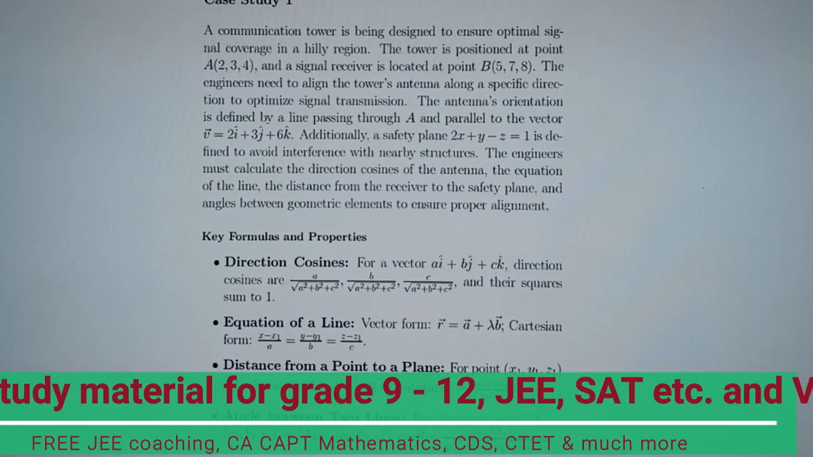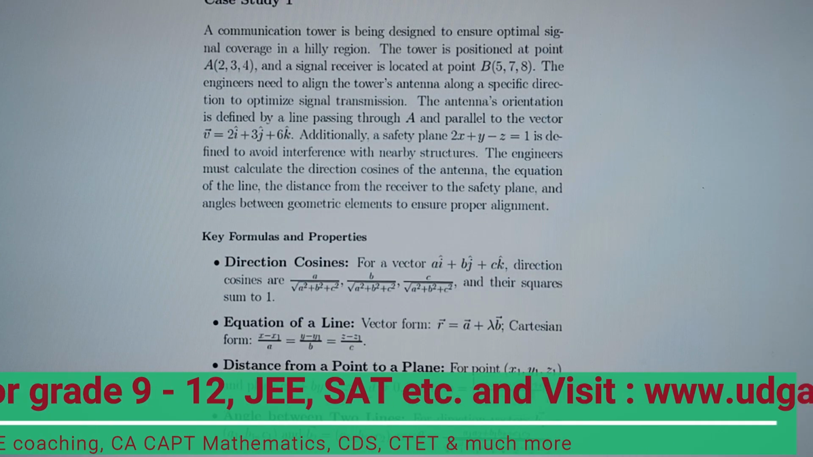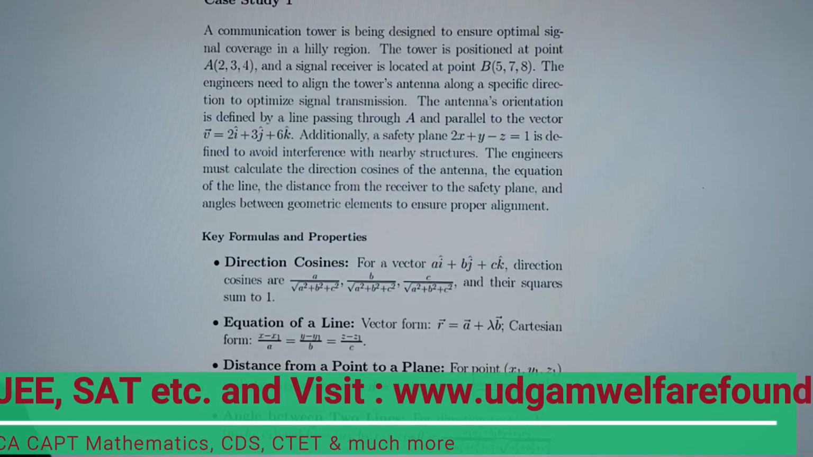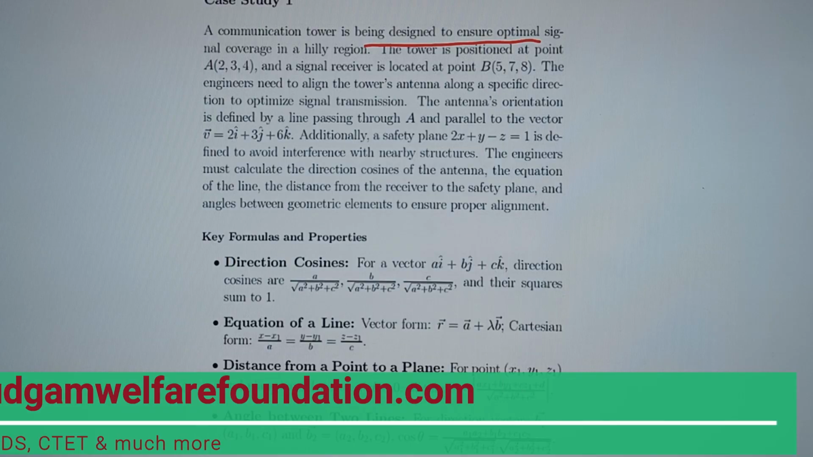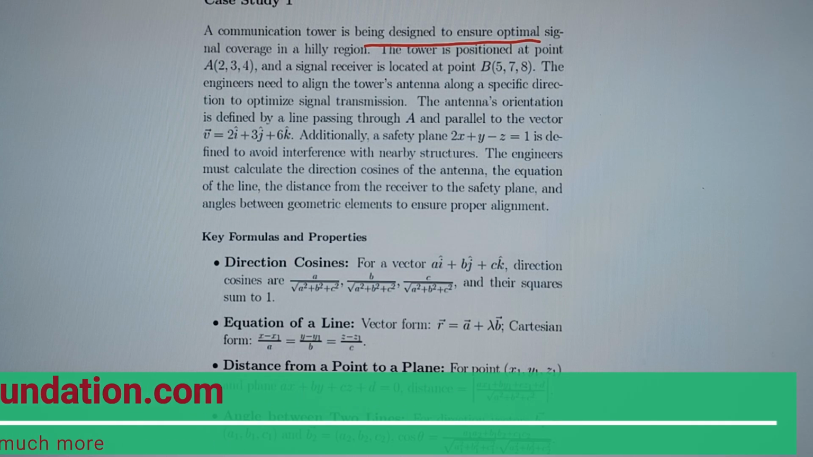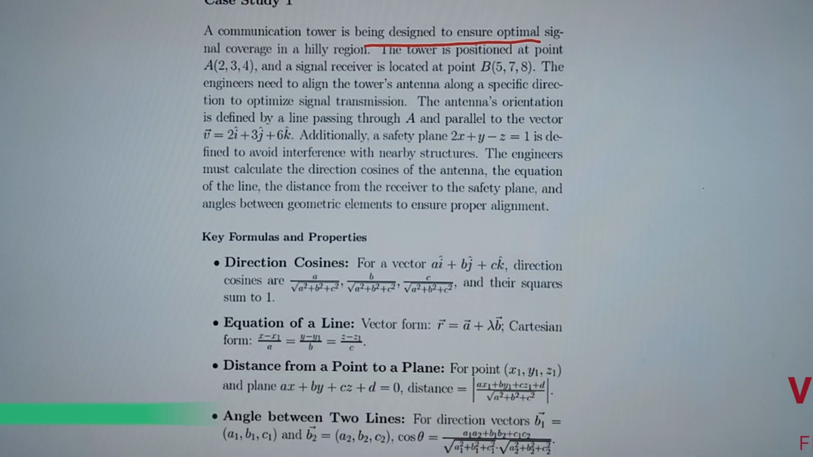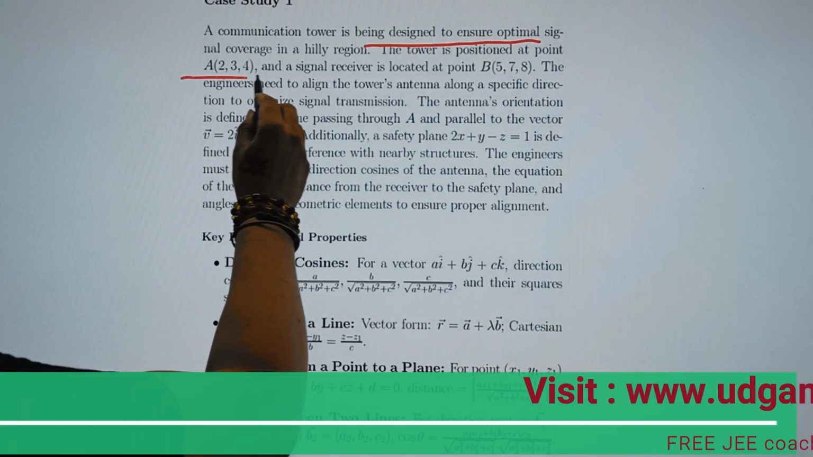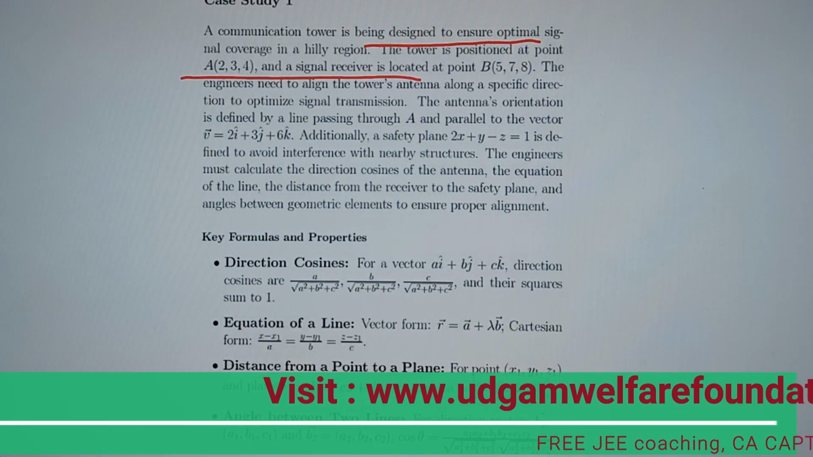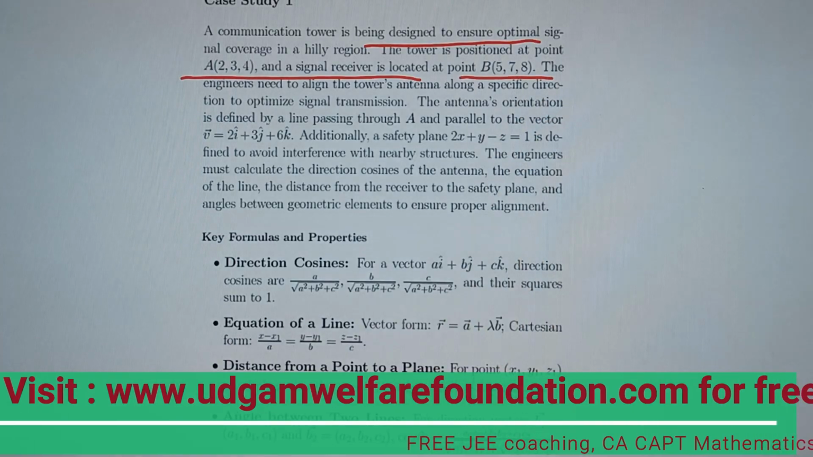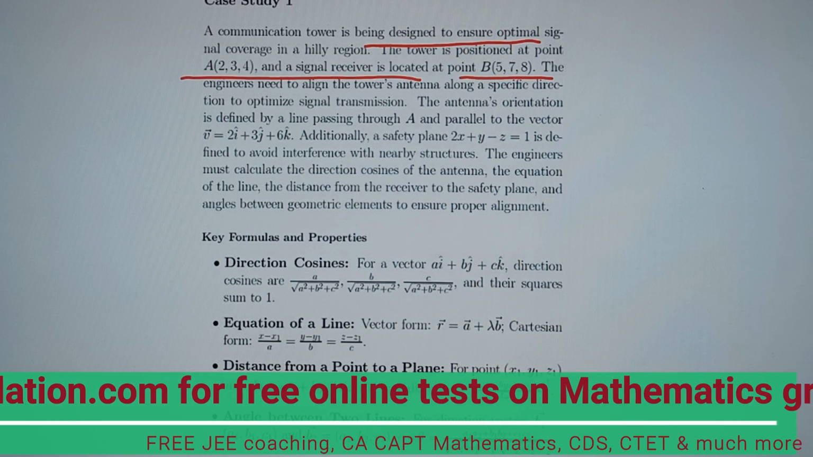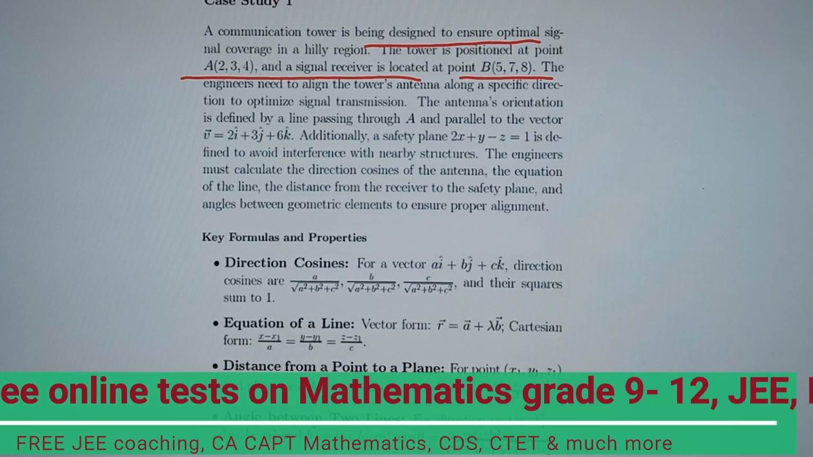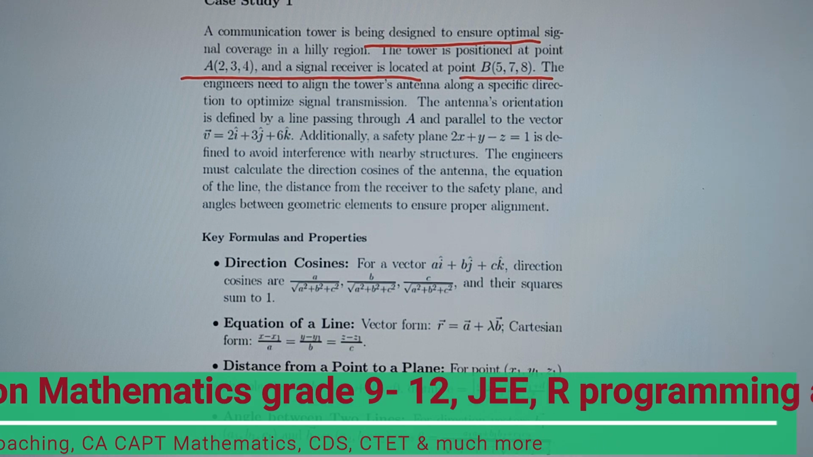So students, here comes our first case study on 3D. A communication tower is being designed to ensure optimal signal coverage in a hilly region. The tower is positioned at point A (2, 3, 4) and a signal receiver is located at point B, which is (5, 7, 8). The engineers need to align the tower's antenna along a specific direction to optimize signal transmission.